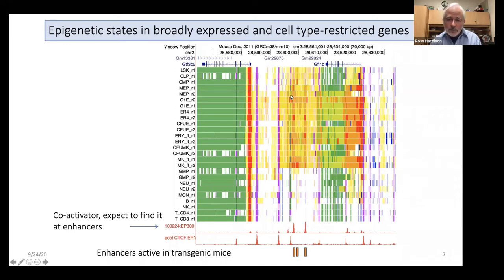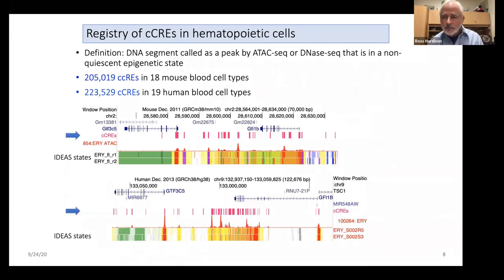And in fact, you can see that these epigenetic state assignments are supported by orthogonal data, such as coactivator binding, which was not part of our training, but you see it binding around these predicted enhancers. And independently, these regions have been examined for activity in transgenic mice, and they actually are active. So that's looking pretty good. And we're utilizing this epigenetic painting, the segmentation, in many, many ways.